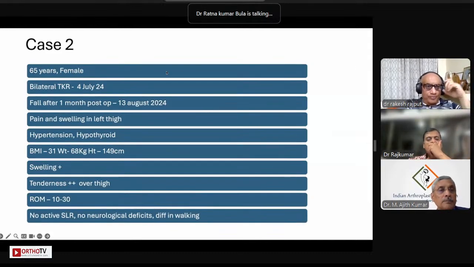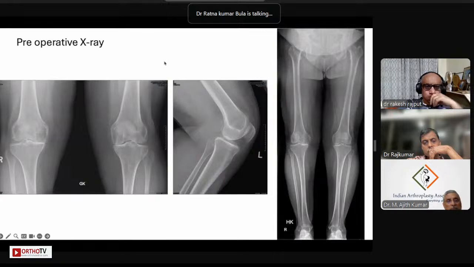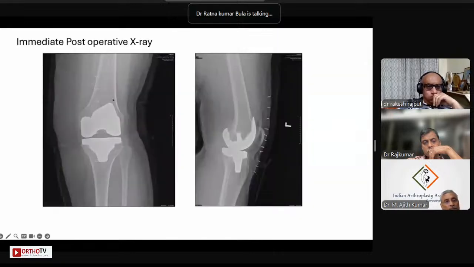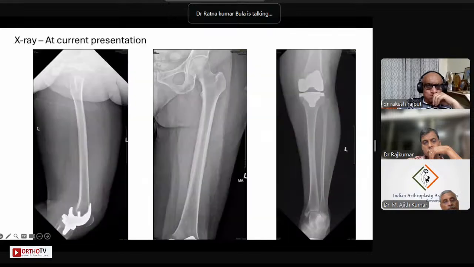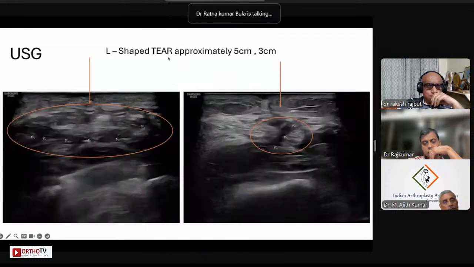It's a similar scenario, post-trauma in a patient one month after bilateral TKR. She is also obese. She presented with the left side, and pain was present only over the thigh region, no pain over the knee region. These are the preoperative x-rays, the immediate post-operative x-rays, and the presenting x-rays. There's no bony injury, and component alignment looks satisfactory. There was an L-shaped tear in the ultrasound, a very large tear, around 8 centimeters in length.